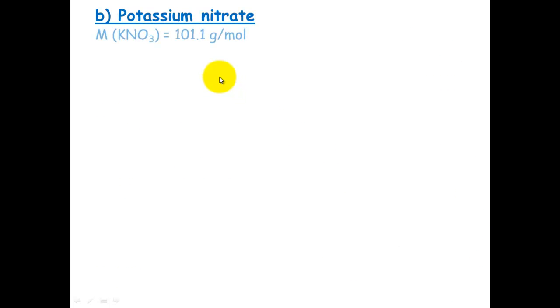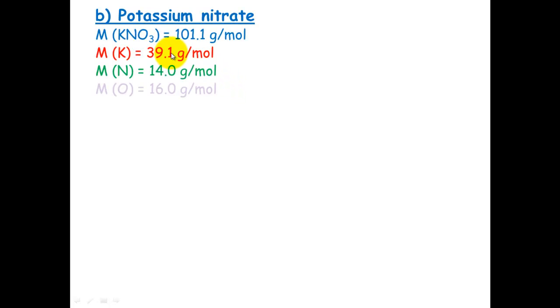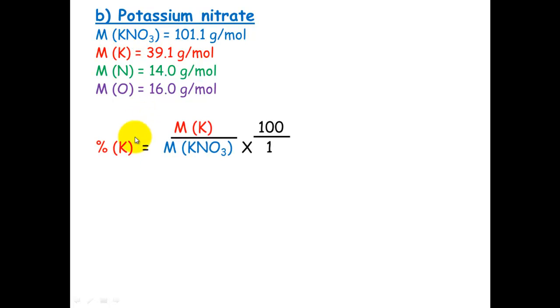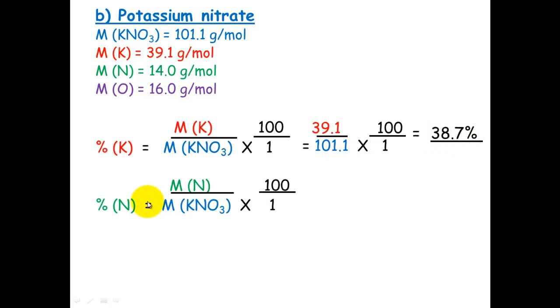Potassium nitrate, again, just write down the information that you know, which is just looking on your periodic table to find out the individual component's molar mass and the total molar mass of the compound. Once we've got that, we can work out the percentage of potassium by dividing the molar mass of potassium by the molar mass of potassium nitrate, which is 39.1 divided by 101.1, which equals 38.7. The percentage of nitrogen, again we do the same thing, so it's 14 divided by 101.1 equals 13.8%.